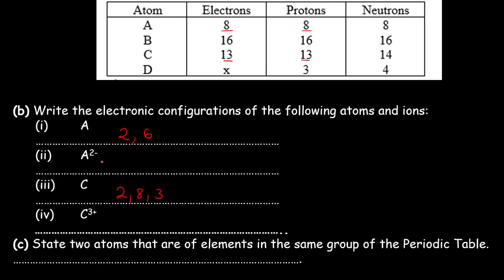So now let's look at the ions. These are charged, so these are no longer atoms, they are actually ions. Initially, our atom A had 8 protons and 8 electrons. What does it mean by it having 2 extra negative charges? It means it must have gained 2 extra electrons to make a total of 10 electrons. 8 plus 2 is 10, such that the overall charge now, if you have 8 positive charges and 10 negative charges, you'll have an extra 2 negative charges.